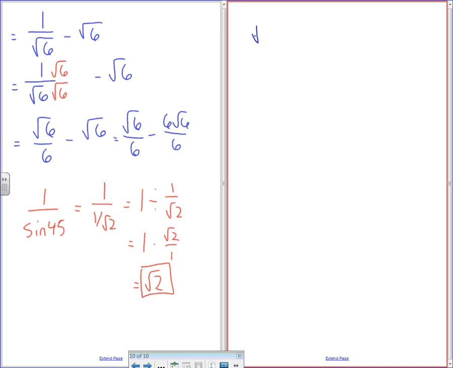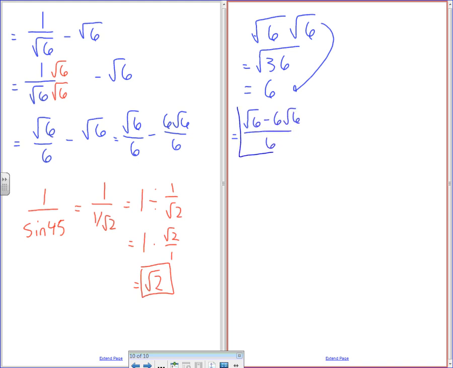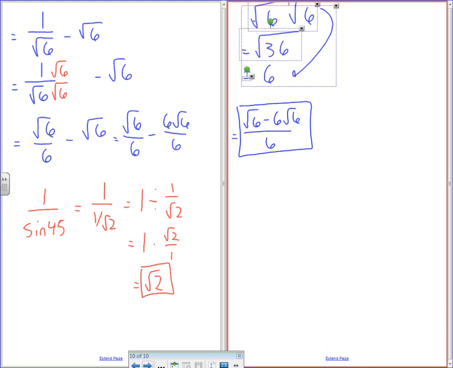Alright, you okay with that? Yes or no? Okay, so square root 36 is just 6. I just went from there to there. The square roots just stay the same. You can go any further than that if you want, you can factor.